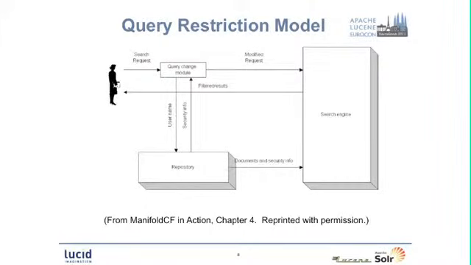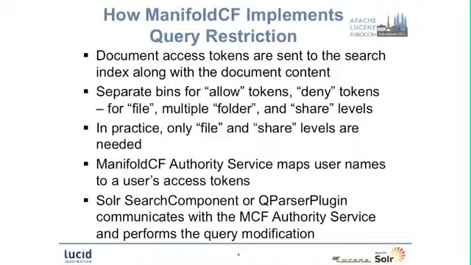The documents from the repository get sucked using Manifold CF into the search engine along with their security information. And then when you go off and do a search at the top, your search request is modified in such a way that it will only return the documents that you're allowed to see. That's the general idea. So that model is called query restriction.